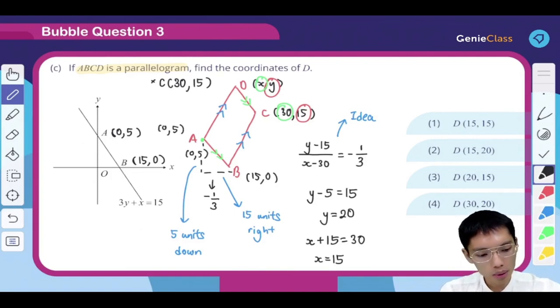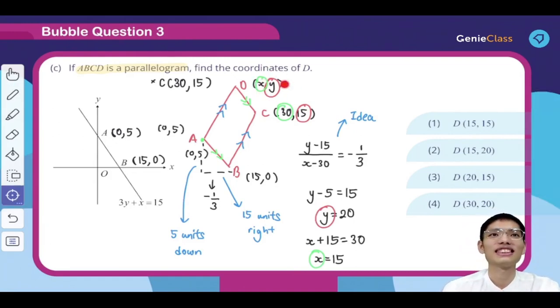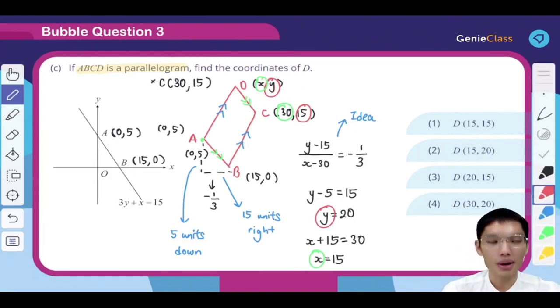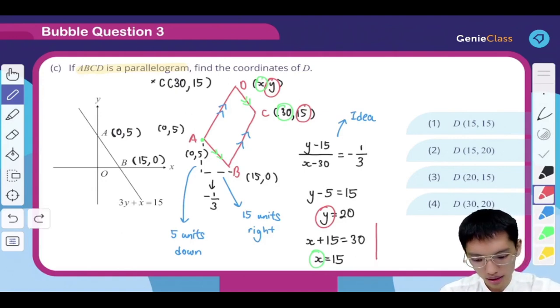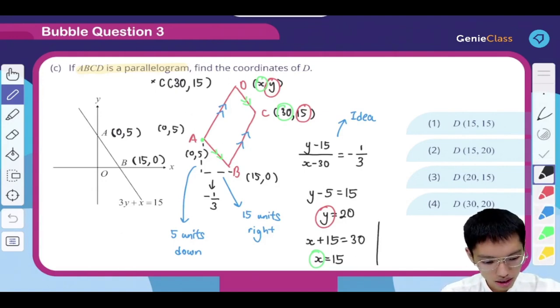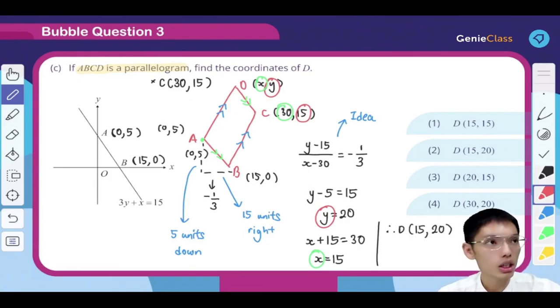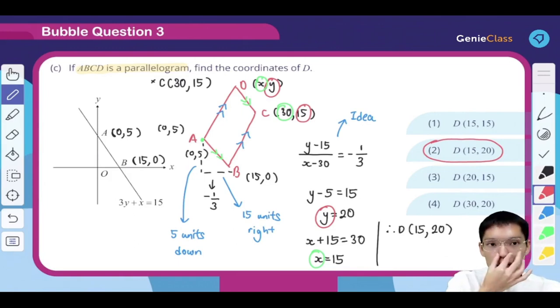And these x and y, what do they correspond to? They correspond to my x and y over here. So therefore, my coordinates D is actually (15, 20). And that's why my answer is number 2 over here. Just make sure you know when you are moving my x's and y's. So just gather some response. 1 if you are clear, 2 if you are half-half, 3 if you are unsure and need me to go through again.